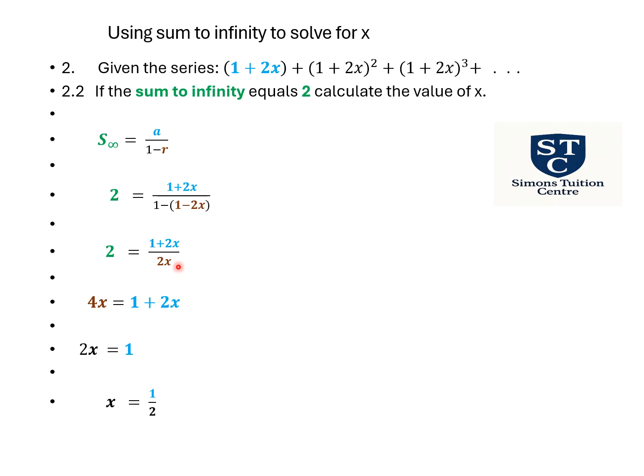To get rid of the denominator, we're going to multiply it away because there it's division. To get rid of division, we use multiplication. So 2 times 2x gives me 4x equal 1 + 2x. Take all my x's to the same side. So 4x minus 2x gives me 2x equal to 1. From there, 2x divided by 2 gives me x. 1 divided by 2, so x equal to half. Right, so if the sum to infinity equals 2, then x equals a half.